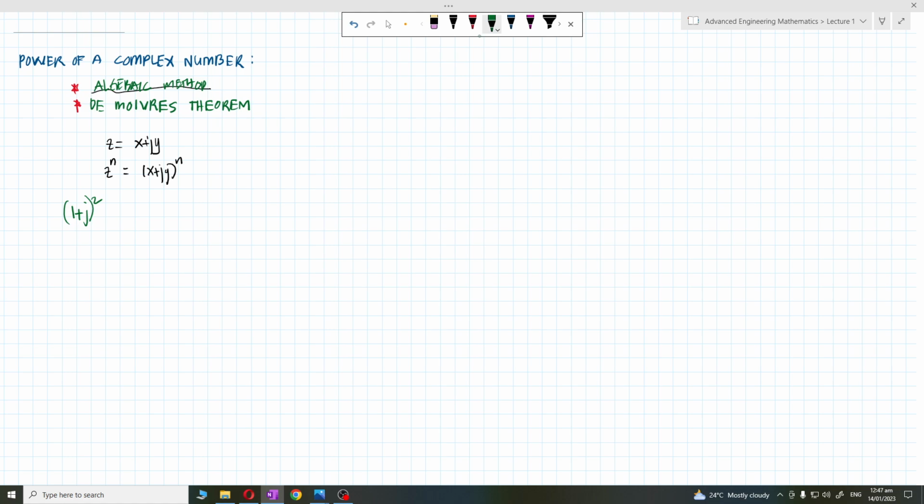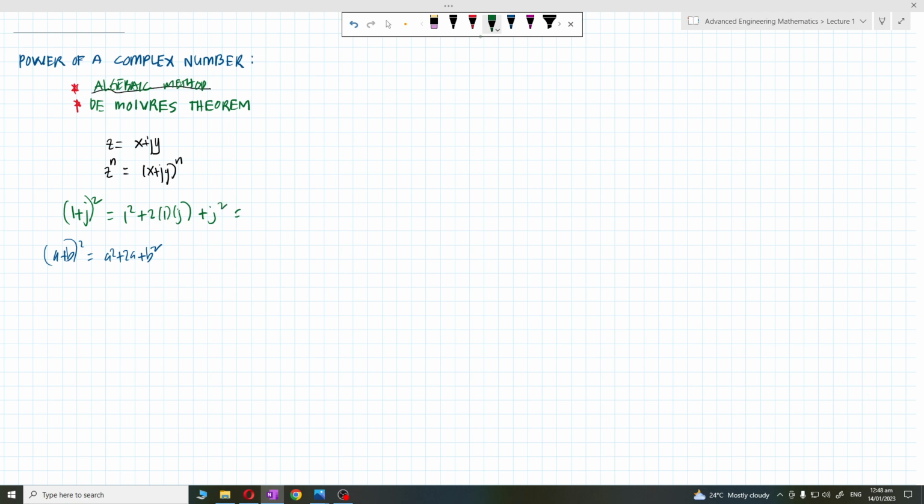In this expression, we should know how to get the power of a binomial. Remember, if we have a binomial a plus b raised to 2, that is a squared plus 2ab plus b squared. So the expansion of 1 plus j raised to 2 is equal to 1 squared, plus twice the product of 1 and j, plus the square of j.